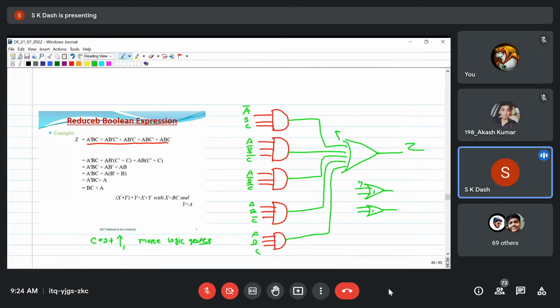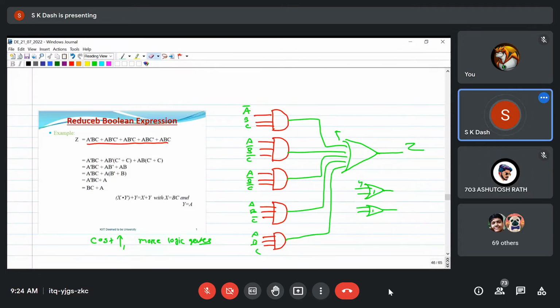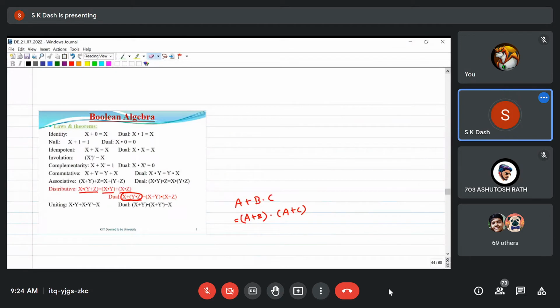We are not going into that much complexity. The simple point is that I need to spend more money to implement this kind of circuit. If somehow I can reduce this expression, then I will be able to implement it with fewer logic gates. That is the idea. So how can we reduce the expression? With the help of all these axioms and theorems, we will be able to reduce the expression.